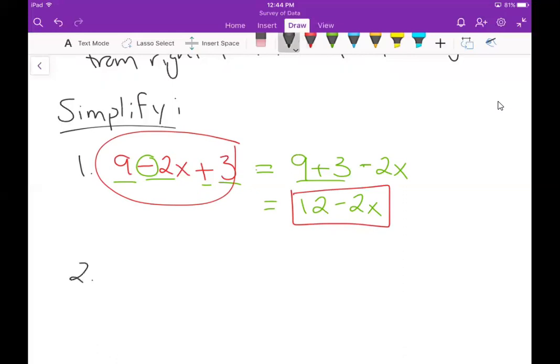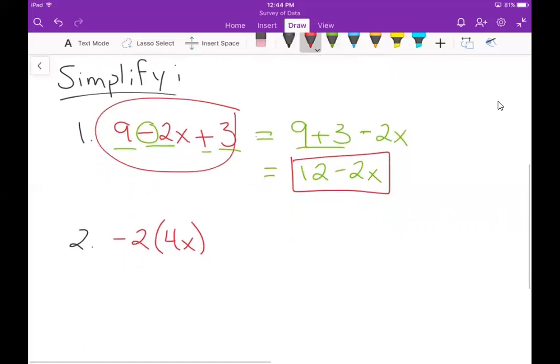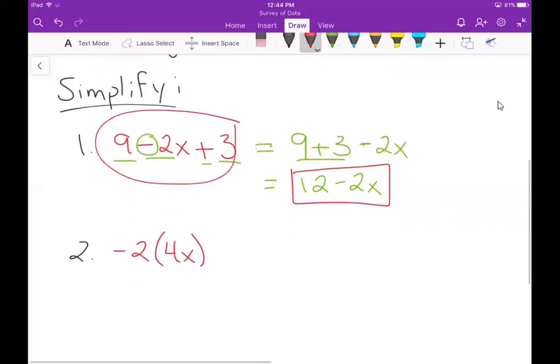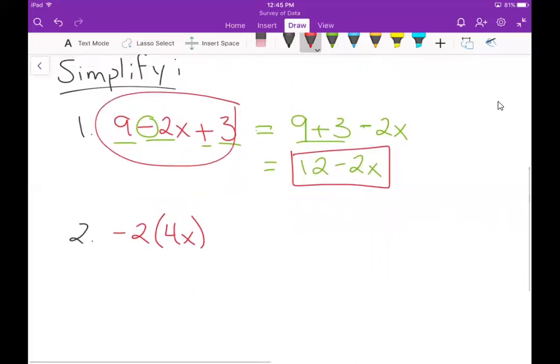Let's try another one here. What if you have -2 times 4x? Now, a lot of the time we'll use parentheses, and we know that, again, by PEMDAS, anything in parentheses has to happen first. But I can't actually take 4 times x, right? That's already simplified.